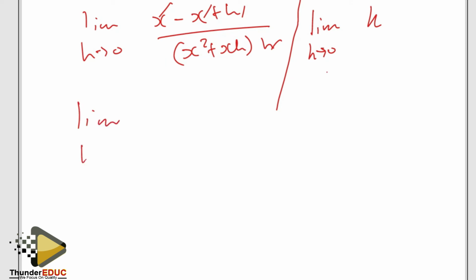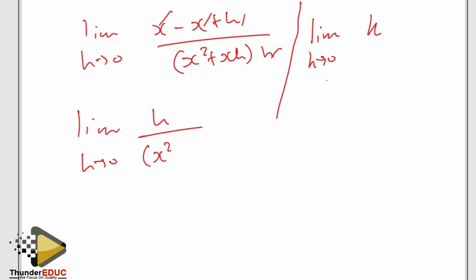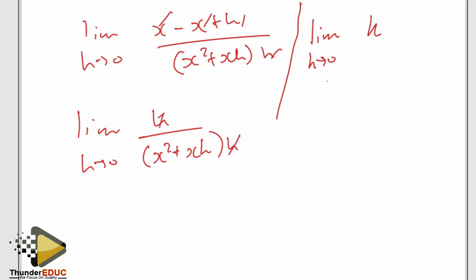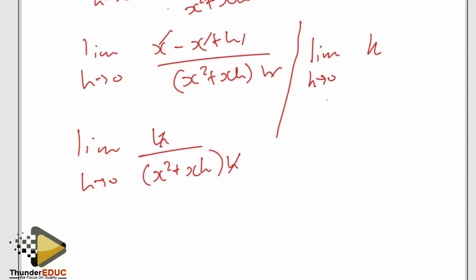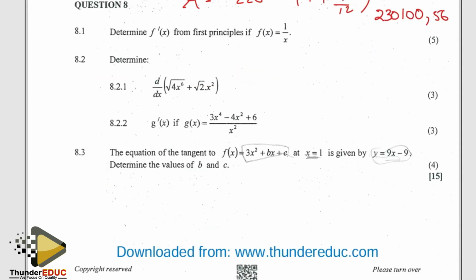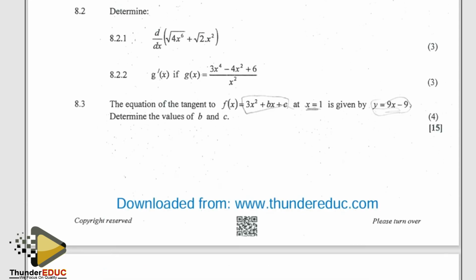Okay, let me just write here. As h tends to 0, we have h over x squared plus xh, over h. So this h cancels that. And then we just substitute x with h with a 0. So you're going to be left with 1 over x squared. Okay. Then 8.2, they want us to find the derivative of this.